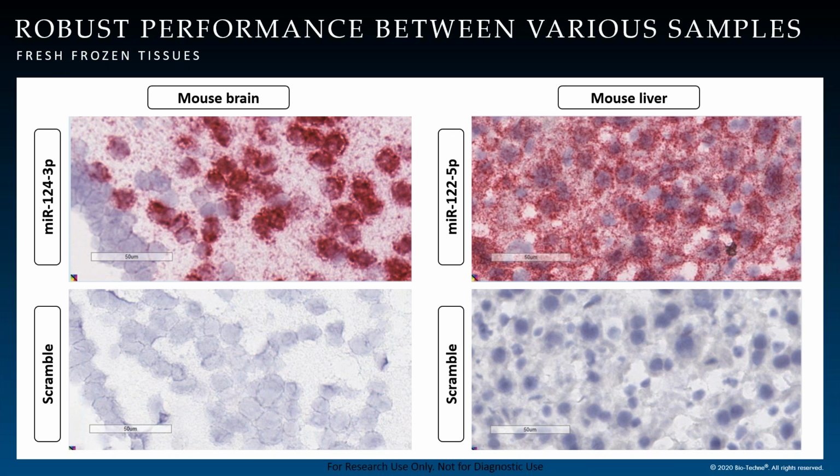Additionally, the miRNAscope assay demonstrates similar detection robustness with fresh frozen tissue samples. Demonstrated here in the left column, miRNA 124 is stained in the fresh frozen mouse brain tissue with abundant signals detected, similar to what we just saw with the FFPE tissues. Again, the scramble probe is used as the negative control to demonstrate assay specificity. On the right column is another example of fresh frozen tissue, but with miRNA 122 stained in the mouse liver, showing robust detection of the target and no background with the scramble negative control.